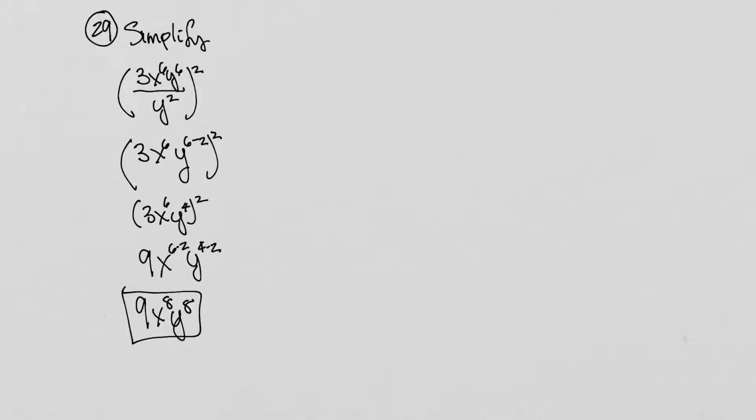Now, another way we could have done this is, I could have, what's inside here? It's all multiplication and division. I could just distribute this exponent to each one of those factors. So doing that, I would get the 3 squared. I get the x to the 12th.